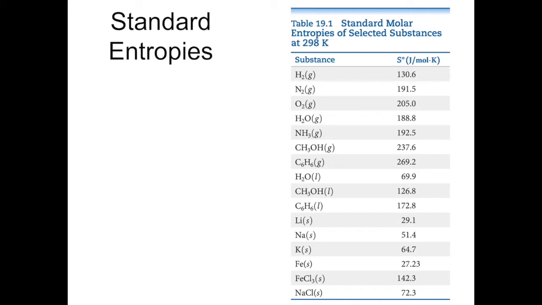And from the table on the right-hand side, you can see that standard entropies tend to increase with increasing molar mass, which is pretty expected. Increasing molar mass comes with increasing complexity and therefore increasing entropy.